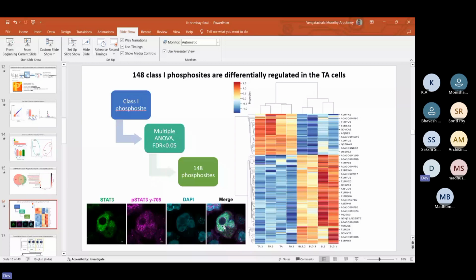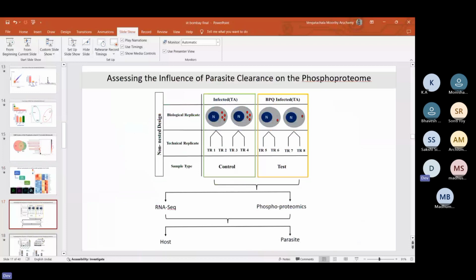So the phosphosites we have found from our data are quite stringent and have been verified using the immunofluorescence assay. We have found many different molecules from this data, which I'm going to discuss later in my slides. So now coming to the second aspect of our phosphoproteome study.